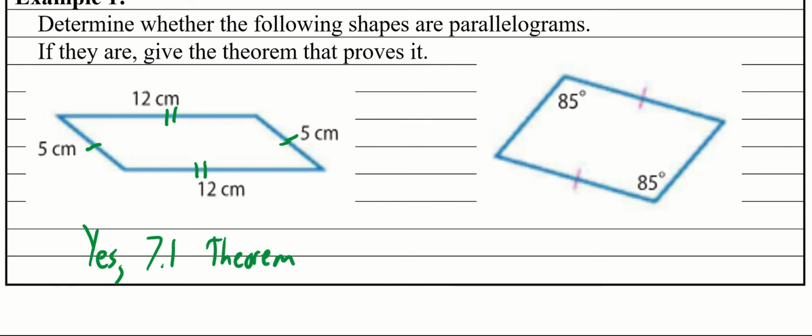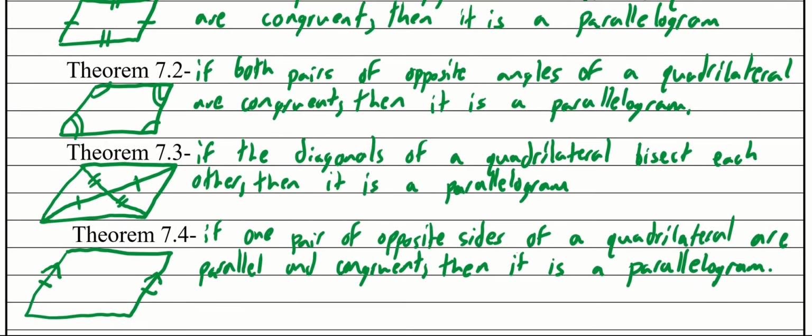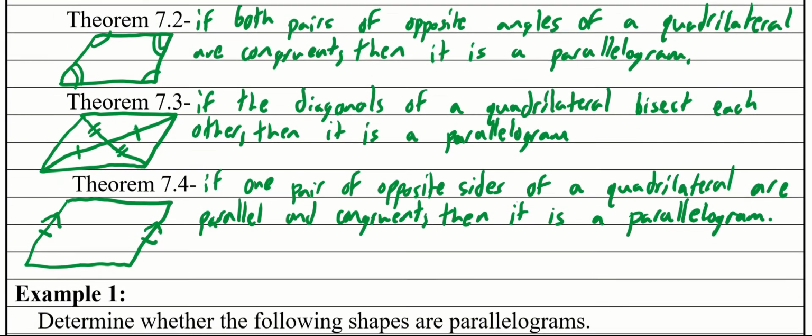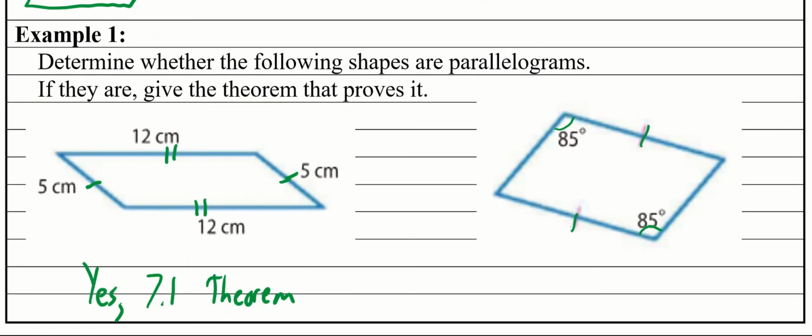Okay? Using that same idea with the second one here, if I'm looking at this picture, I see I have one pair of congruent sides that's already marked for me, and I see I have one pair of congruent angles here. And if this is the case, is this enough to say that this is a parallelogram? Well, I can scroll up here and see, does this match any of my theorems? First one only has to do with sides, second one only has to do with angles, and third and fourth one don't have to do with angles at all. So in this case, this would be no. This does not match any of our theorems.